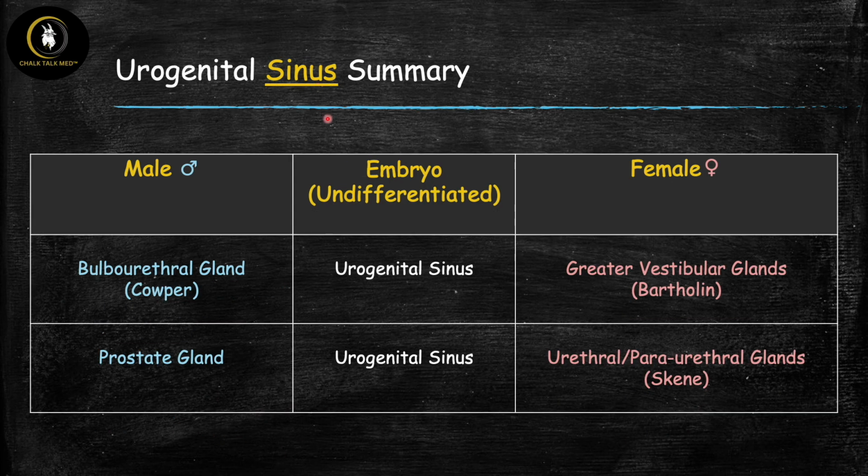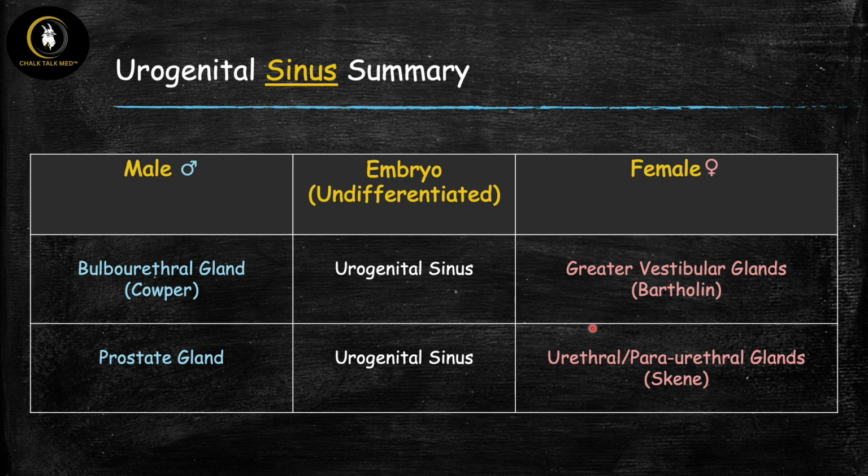All right, and so now let's also do the same summary, but this time for the reproductive structures of the urogenital sinus. Now remember, the main things here are going to be the glands, and these glands are homologs of each other. So what this means is that the tissue in the urogenital sinus that turns into the bulbourethral gland in males will turn into the Bartholin gland in females, and the part of the urogenital sinus that turns into the prostate gland in males will turn into the Skene gland in females.